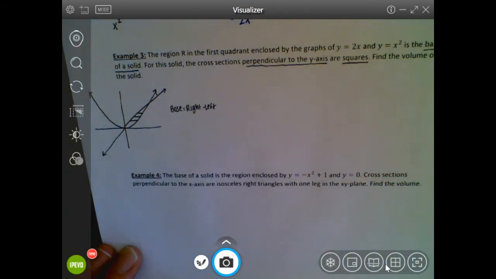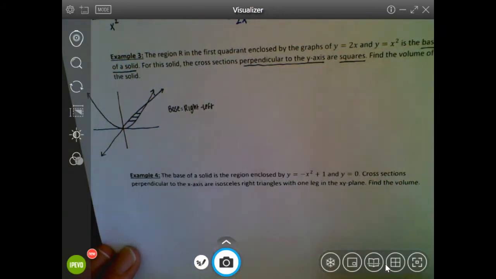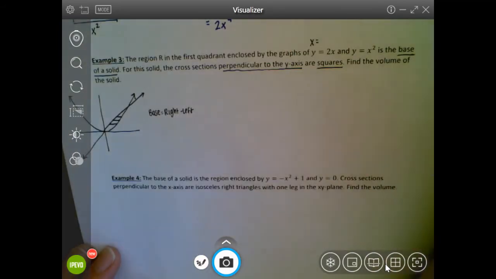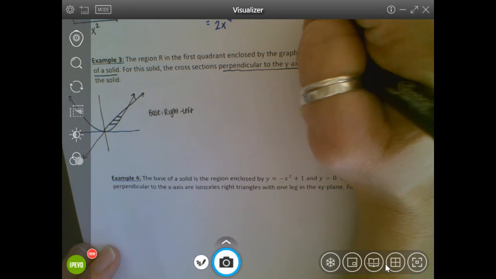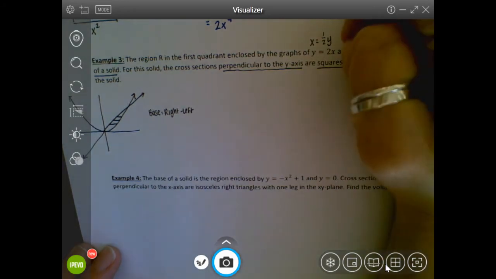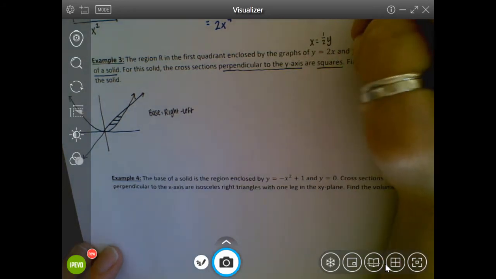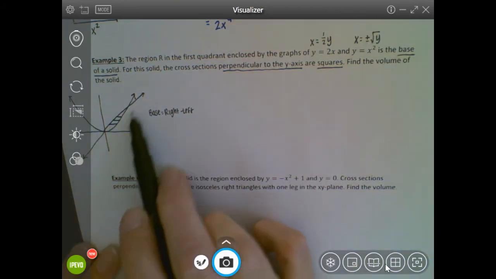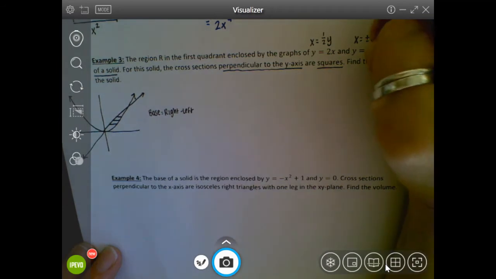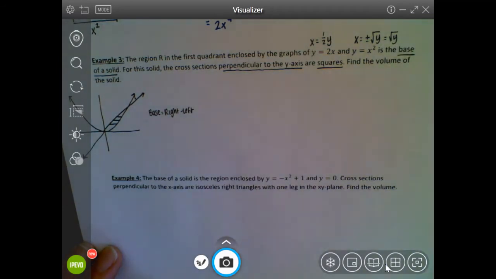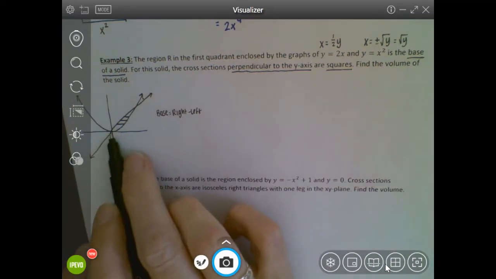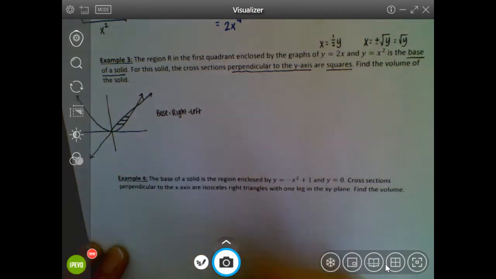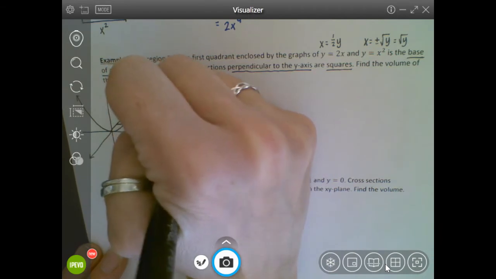But remember that if we're integrating with respect to y, we need to have these in terms of x equals equations. So if I do this y is equal to 2x and solve for x, x is going to be equal to 1/2 y. And then over here, when I solve for x, my x is technically going to be equal to plus or minus the square root of y. But since we are only working in the first quadrant, we're only worried about the positive root of y here. So my right function is actually this x squared, which means that that's going to be my square root of y.